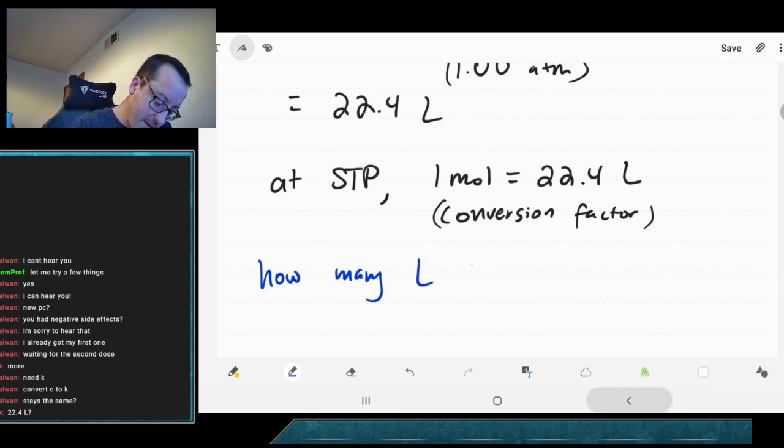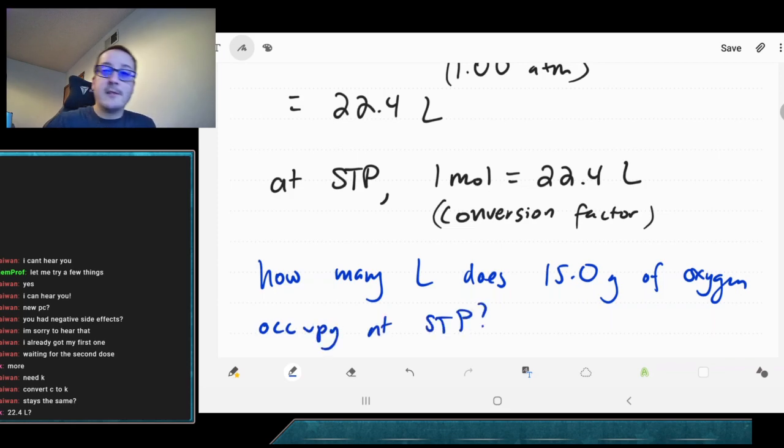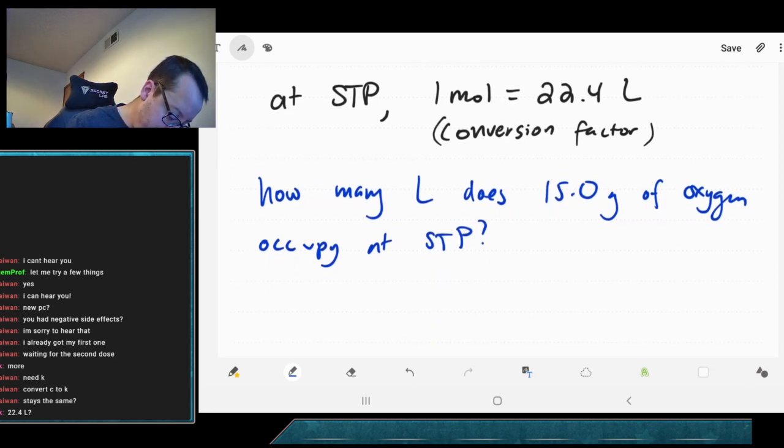How many liters does 15 grams of oxygen occupy at STP? Well, you are certainly welcome to use the ideal gas law. It will work, no problem. But we have a shortcut. Right? We know that 1 mole is 22.4 liters.